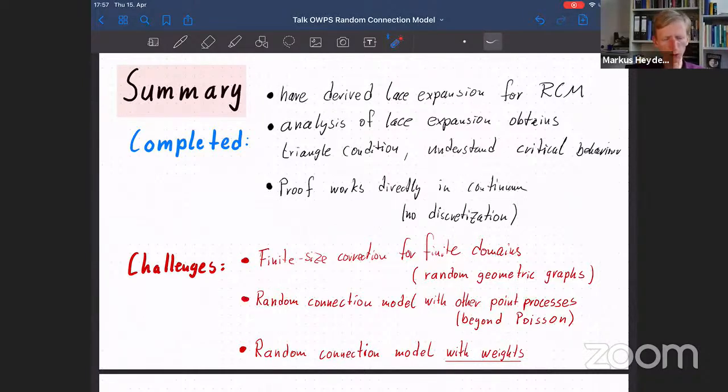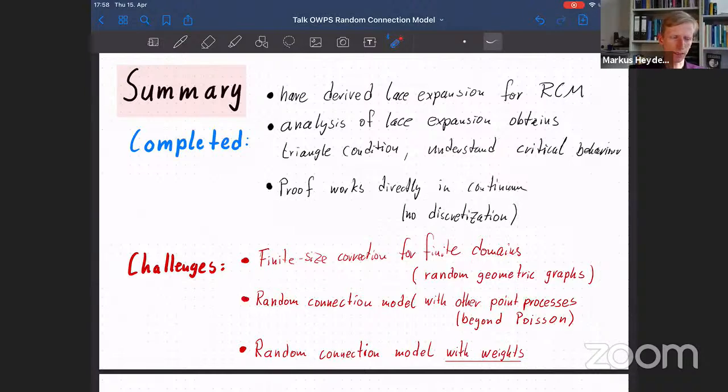The previous model was on an infinite domain, but there are techniques to do that in a finite domain, but that has not been done. Of course, an obvious question is, can we do this for other point processes which are not Poisson? And I don't know.